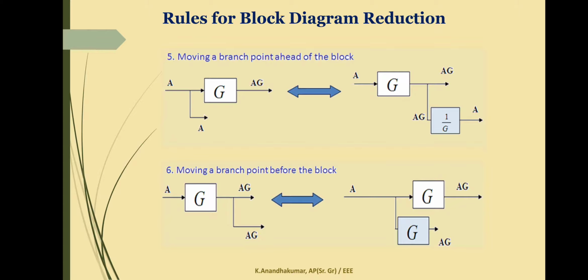And moving a branch point before the block is the reverse of moving a branch point ahead of a block. So after the block we have a branch point. If you want to take it before the block, then you have to multiply the branch with the gain of G. So in this case the gain is G. In real problems, whatever block you are moving it across, its gain has to be used.